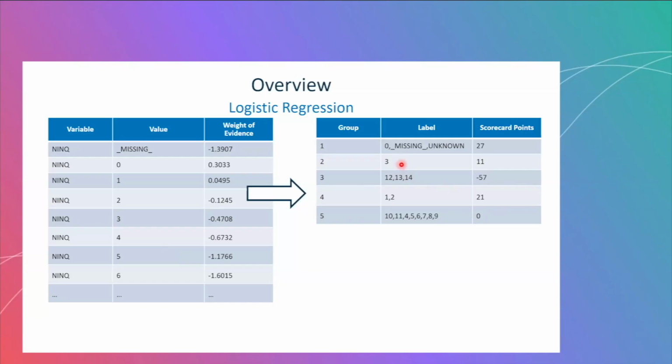But if you see the value 3 also, the weight of evidence is a negative value, meaning the defaults were a bit high for inquiries with 3. 4 inquiries, the defaults were a bit higher. 5 inquiries, further higher. 6 inquiries, further higher. So generally, it has probably been observed.